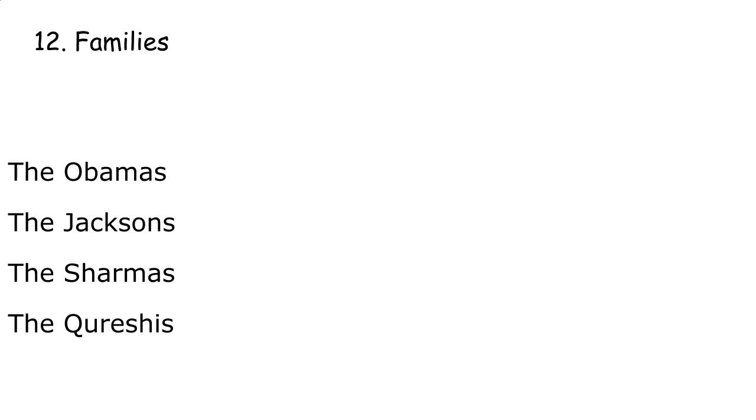Family. So when you take a complete family name, for example, the Obamas, the Jacksons, the Sharmas, the Qureshis. For example, we have invited the Obamas. We have spoken to the Jacksons, and they are coming tomorrow. When we are talking about the family name, so when I say the Obamas, that means the entire Obama family.